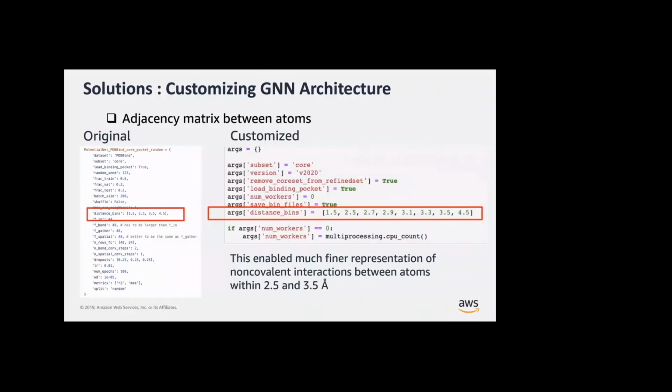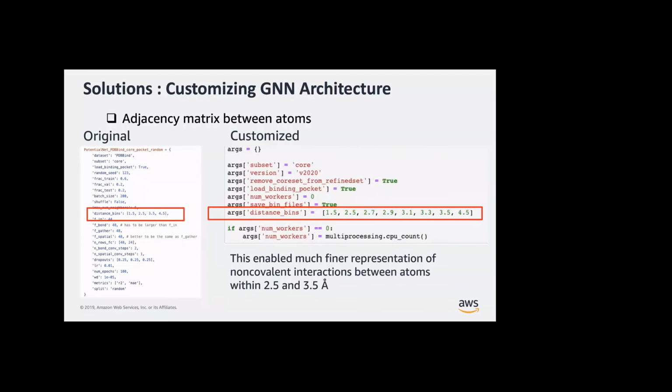Another thing we helped with was customizing the graph neural network architecture itself. Earlier I said the non-covalent bonds are expressed in the distance between atoms. They were expressed as different distance bins, which make up the adjacency matrix between nodes, which is basically the edges.